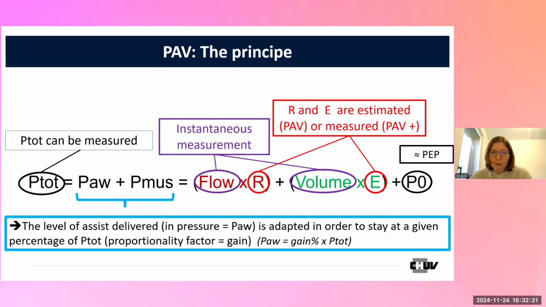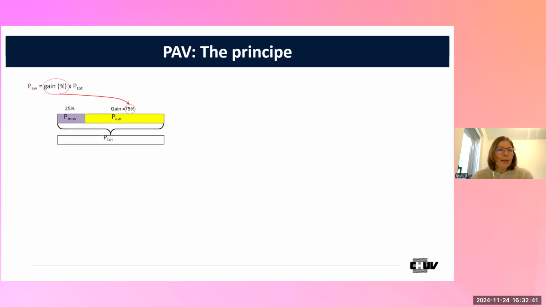For example, if you set the system at 50%, it means that the patient has to do 50% of the total pressure, while the ventilator delivers the other 50% of this total pressure. And this is how PAV works. Another example: if you set the system at a gain of 75%, this means that the ventilator is going to deliver three quarters of the total pressure, while the patient is going to do 25% of the total pressure.